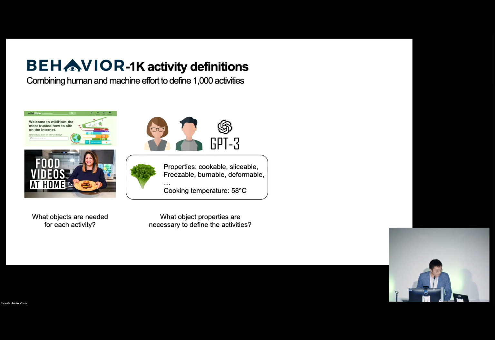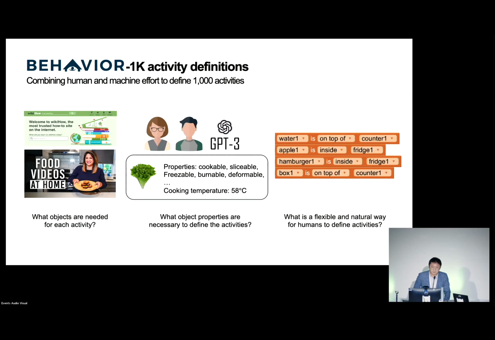With annotations from crowdsourced workers and GPT-3, we then built a large-scale common sense knowledge base of object properties, such as what objects are cookable, deformable, and so on, and transition rules such as cooking recipes. To finally define the activities, we adopt BDDL, a symbolic domain definition language from our prior work, Behavior 100. It is accessible and easy to use for lay people, but flexible and powerful enough to capture rich semantics. Each definition describes the initial and goal condition of the activity in predicate logic.